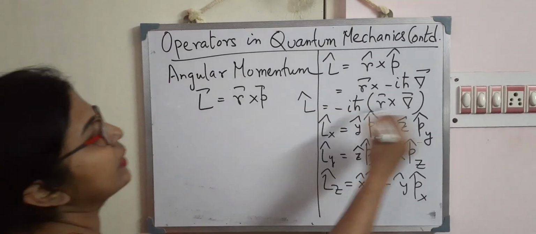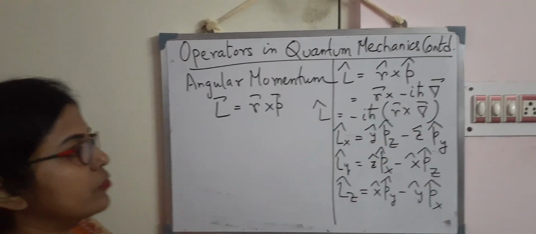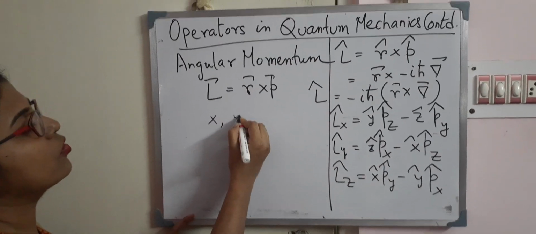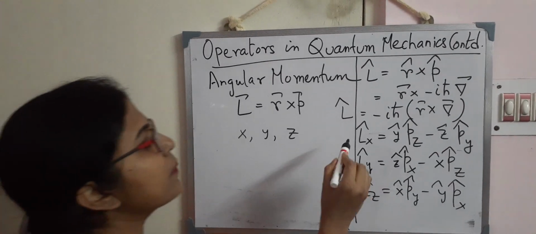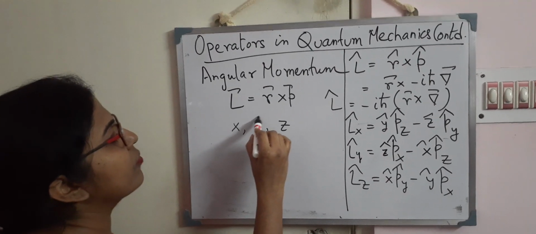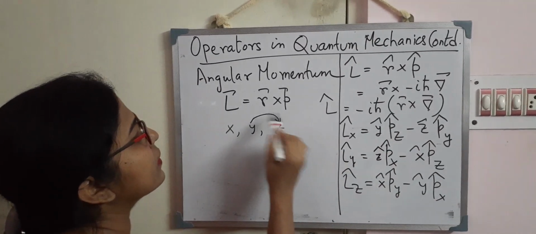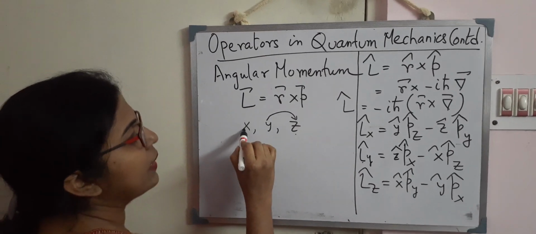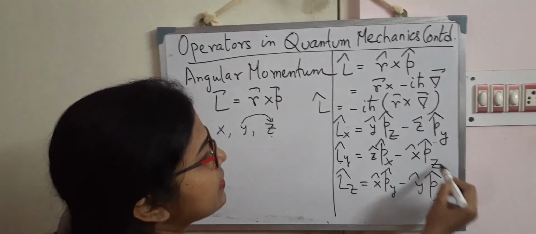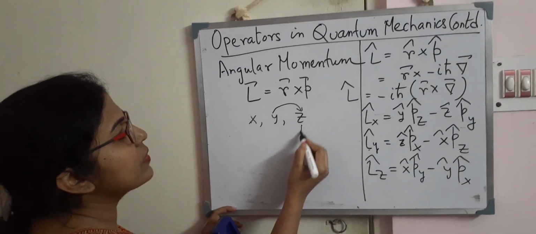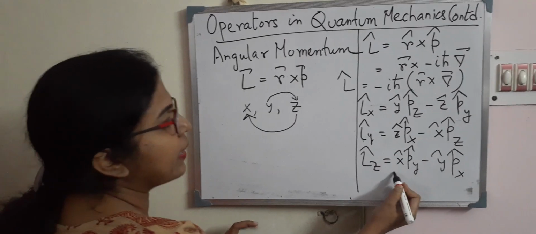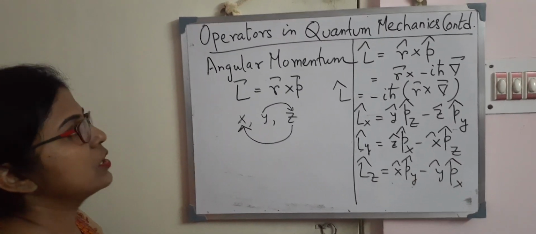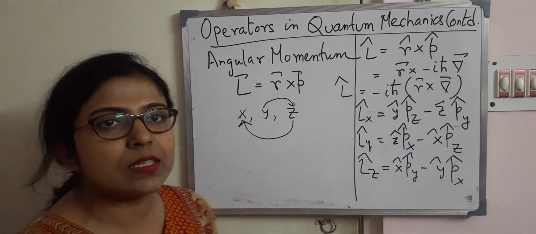All these you can get from here, but to apply in different problems, you need to know these expressions. The rule to remember is that it follows the cyclic order of x, y, z. When writing the x component, I start with y followed by z, and in the second term I interchange y and z. When I start with the y component, I start with z followed by x, and in the second term x and z get interchanged. And when you start with z, you go back to x, start with x followed by y, and in the second term y and x get interchanged. So these are the angular momentum operators in quantum mechanics.